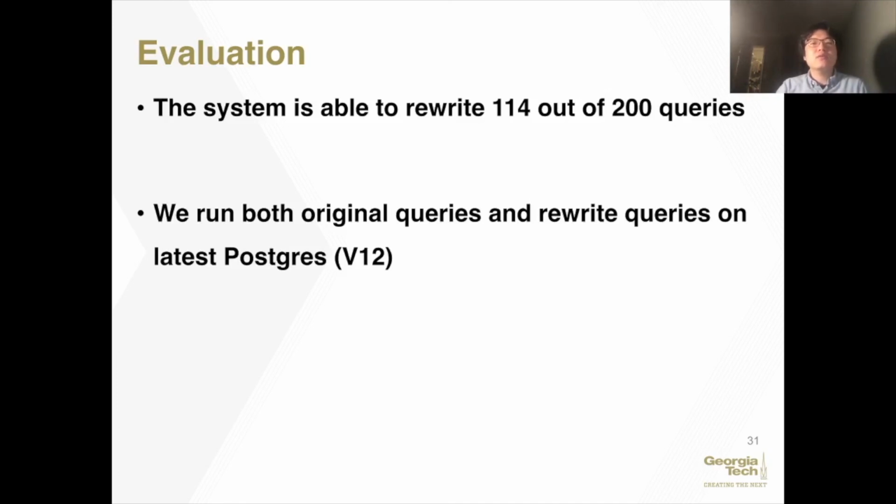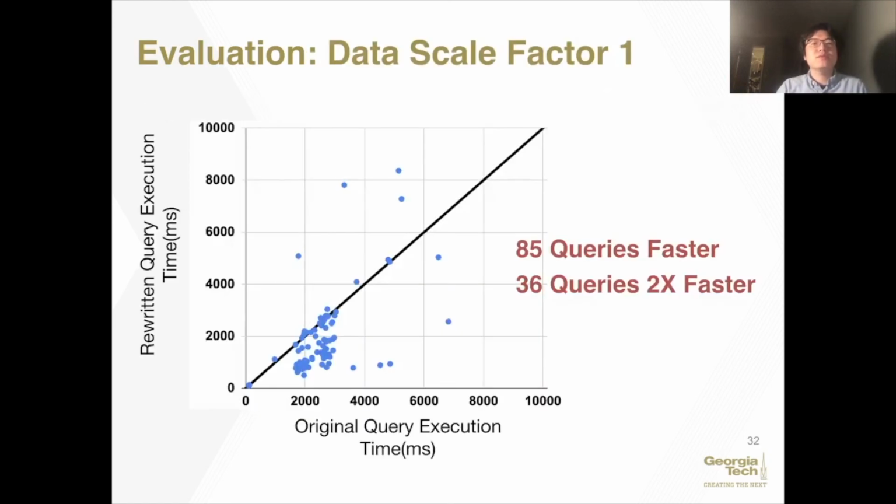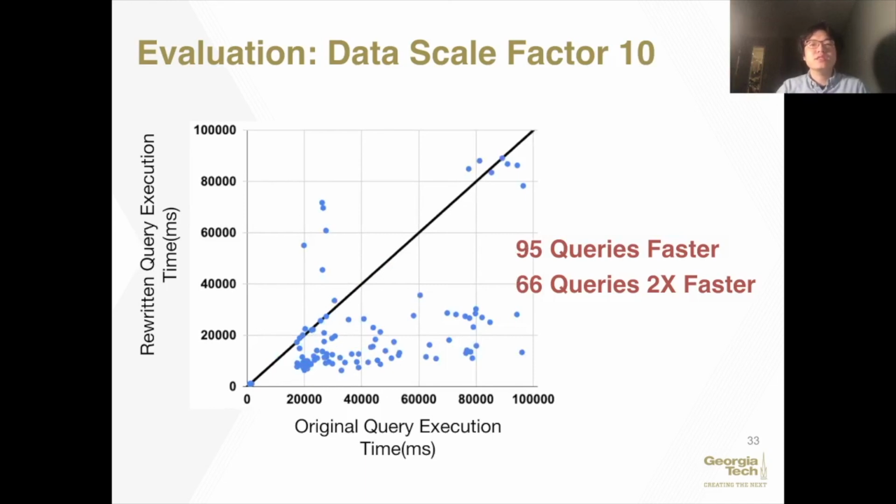To answer the other question, does this actually improve query performance on real data? We find that our system is able to rewrite 114 queries out of 200, and we run both the original queries and rewritten queries on the latest Postgres. When we set the TPCH data scale factor to 1, we find that 85 rewritten queries are faster, and 36 rewritten queries are 2 times faster. When we set the data scale factor to 10, it's more obvious: 95 queries are faster, and 66 queries are 2 times faster.